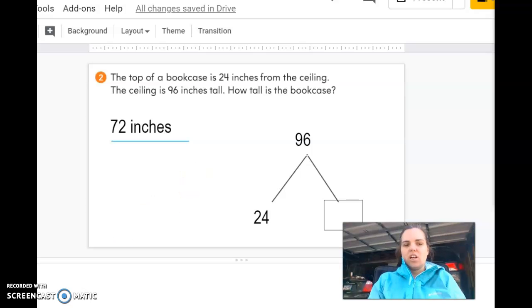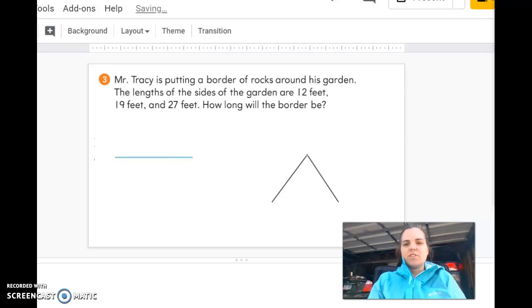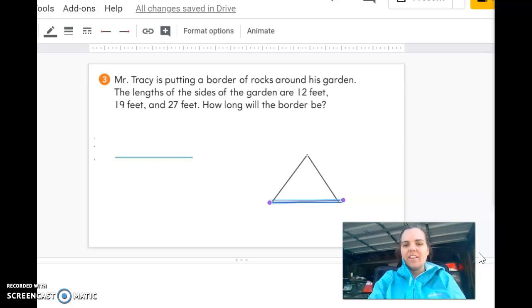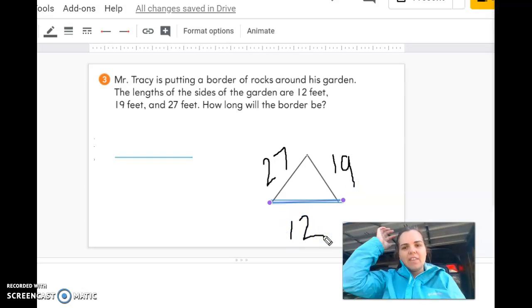All right, the next one I'm going to have you do on your own and then hit play to see it solved. I'm going to read it for you first. Miss Tracy is putting a border of rocks around his garden. The length of the sides of the garden are 12 feet, 19 feet, and 27 feet. How long will the border be? So this time he has a garden that is the shape of a triangle. And we know that one side is 27 feet, one side is 19 feet, and the other side is 12 feet. So how do we find the perimeter around that border of garden?